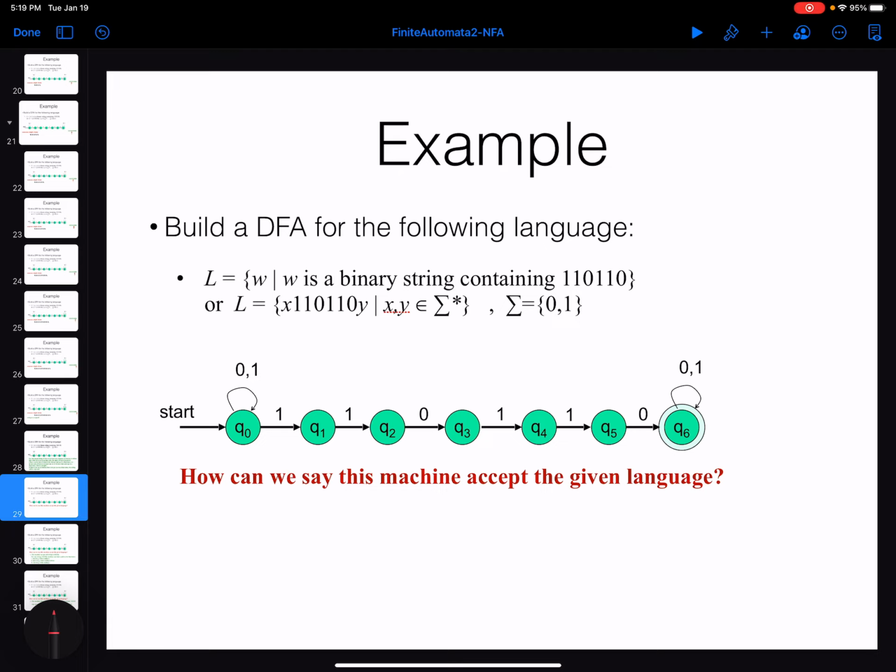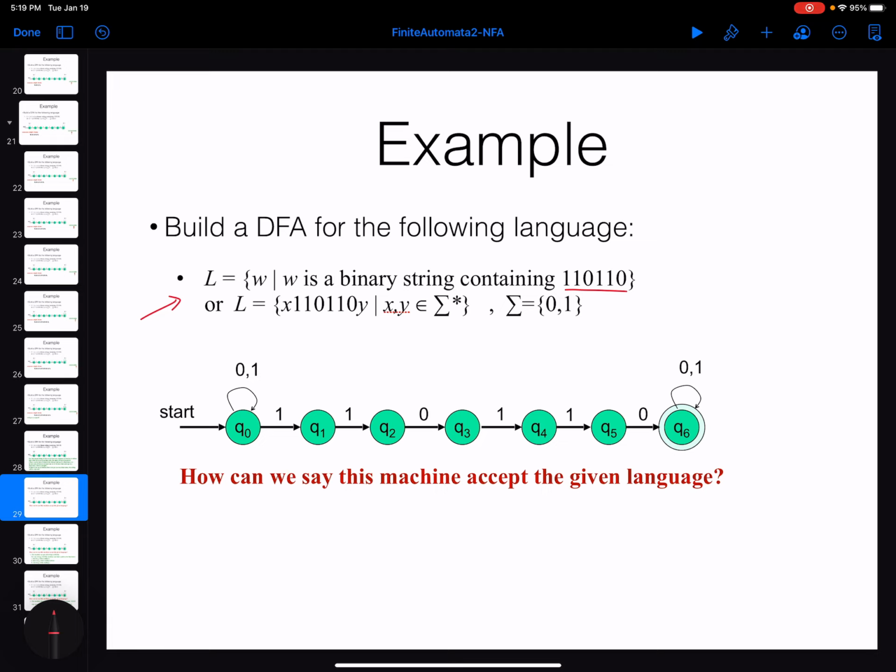The language which is accepted by this NFA, and why we actually think that this is going to be the language of this finite state machine. You can see that this is different than the first DFA that I showed you. But the language of this machine is going to be exactly all the binary strings that have the pattern 110110.